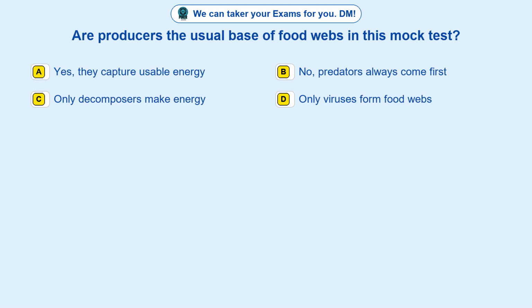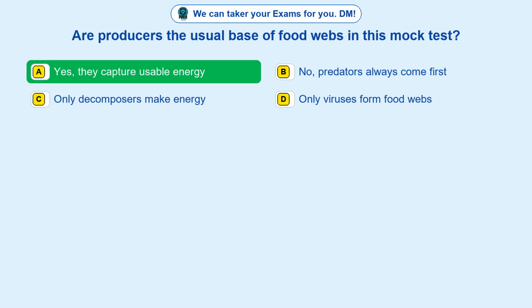Question 17. Are producers the usual base of food webs in this mock test? Option A. Yes, they capture usable energy. Option B. No, predators always come first. Option C. Only decomposers make energy. Option D. Only viruses form food webs.